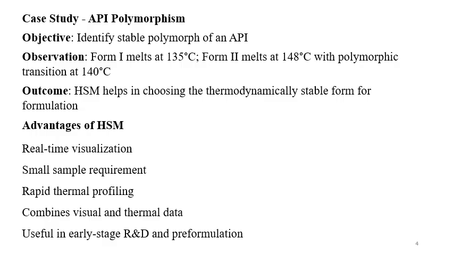This is a hypothetical case study for API polymorphism. The objective of the study using HSM was to identify the stable polymorph of the API. The polymorphs were studied using HSM. Form 1 melts at 135 degrees Celsius. Form 2 melts at 140 degrees Celsius with polymorphic transition at 140. What is the outcome? HSM helps in choosing the thermodynamically stable form for the formulation. We can screen the polymorphic form by using HSM.